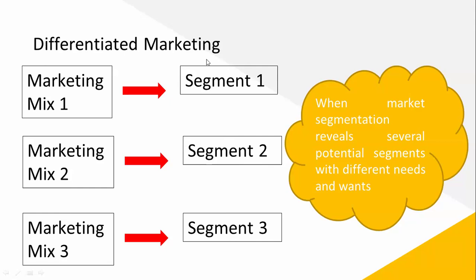So what you are doing is creating different products, pricing and all the marketing strategies for each and every segment. Okay, so this is what we call differentiated marketing. Any example for differentiated marketing?